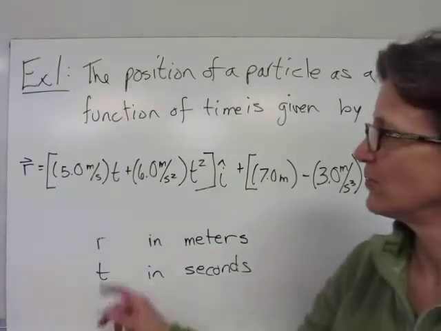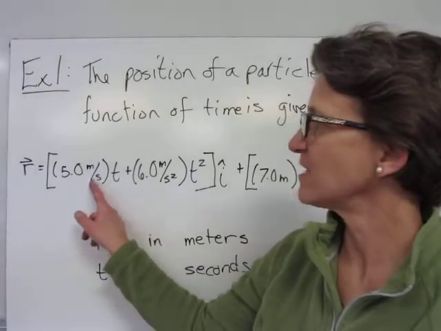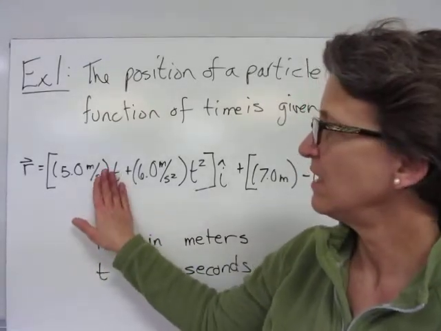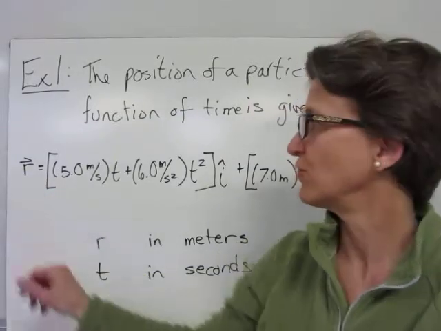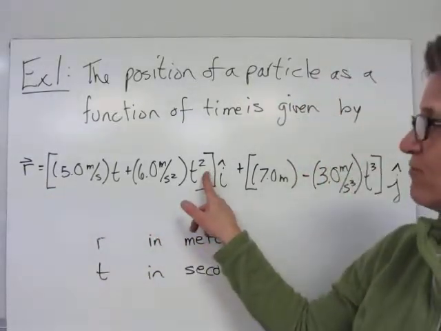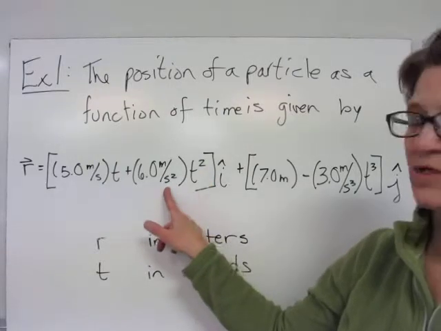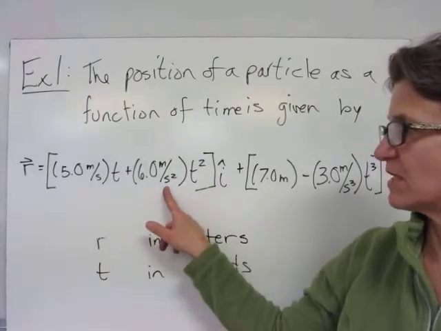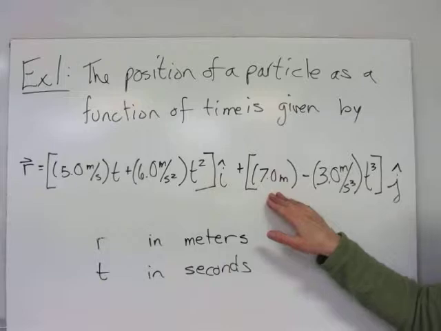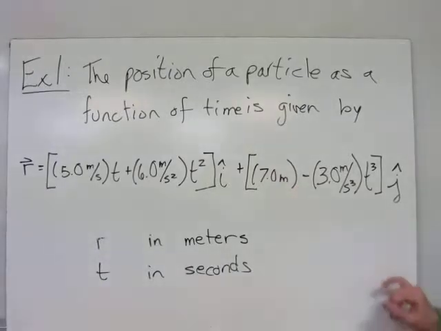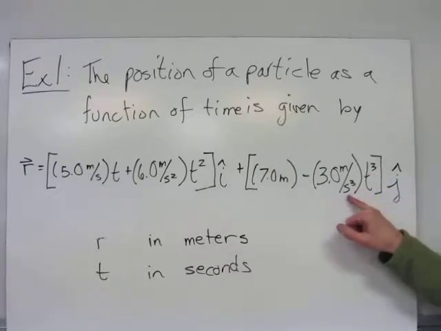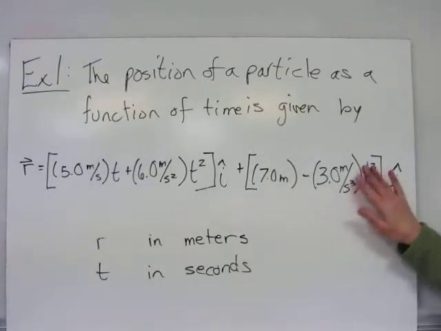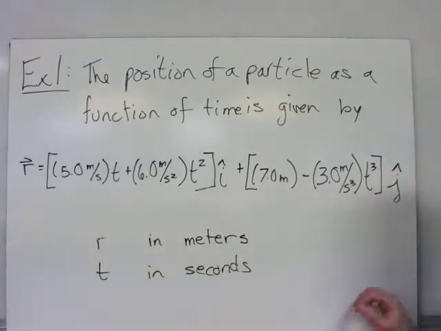Take a minute to notice how when you multiply seconds times meters per second, it will give you meters, which is in agreement with your R units. T squared will give you seconds squared, which will cancel with the meters per second squared. Meters has no time unit, so it's all right. And here you have time cubed, so seconds cubed will cancel with the seconds cubed to give you meters.